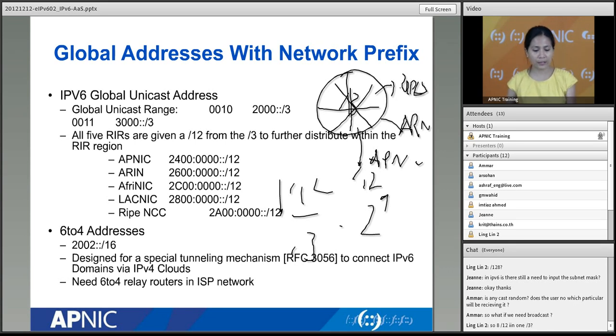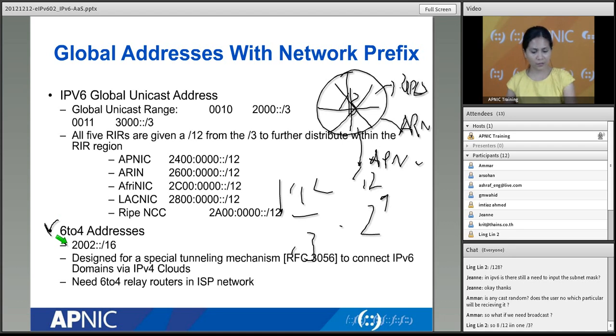So we've already given out 5 of them. There is one /12 block that has been reserved and is being used for experimental purposes. So that means that you still have about 250 /12s left that can be used at any time. So if APNIC runs out of that /12, they can just come back to the body that is in charge of the whole IPv6 pool, which is IANA, and request another /12. Okay, so that is the global unicast address.